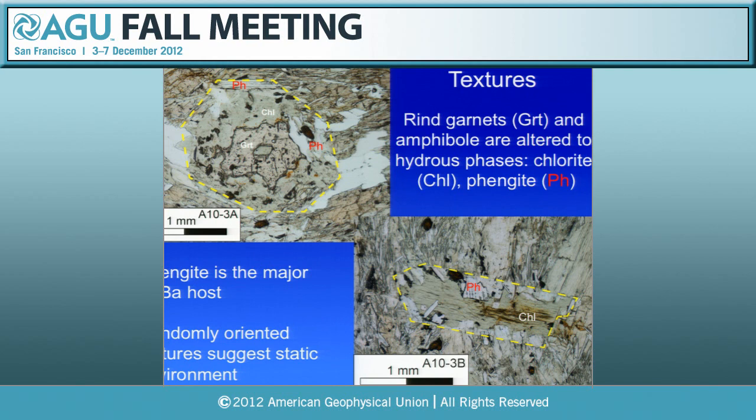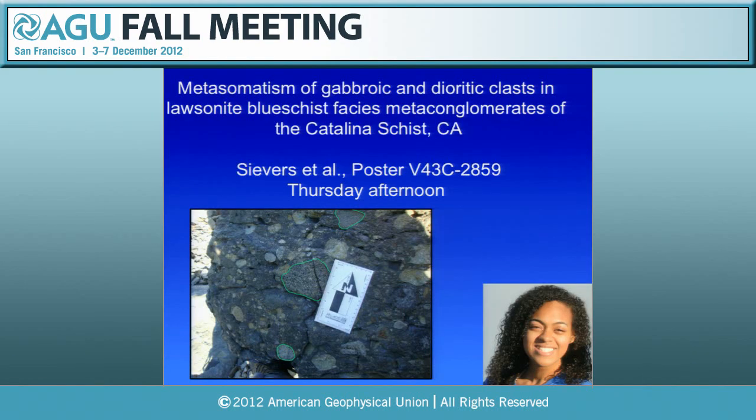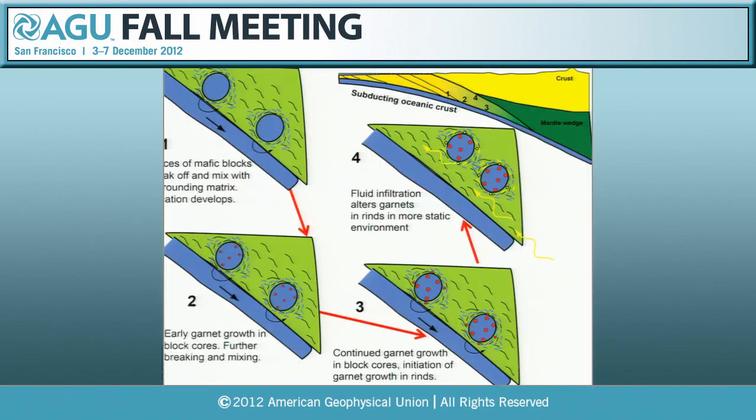The addition of potassium and barium is associated with the mineral phengite. That's the major potassium-barium host. And we see the phengite replacing garnets and amphiboles. And so these replacement textures suggest that the potassium-barium addition is rather late in this process, and random orientations of the phengite suggest that we have this replacement occurring in a more static environment. If you want to learn more about these fluid mobile elements, please visit Natalie Seaver's poster in tomorrow's poster session.